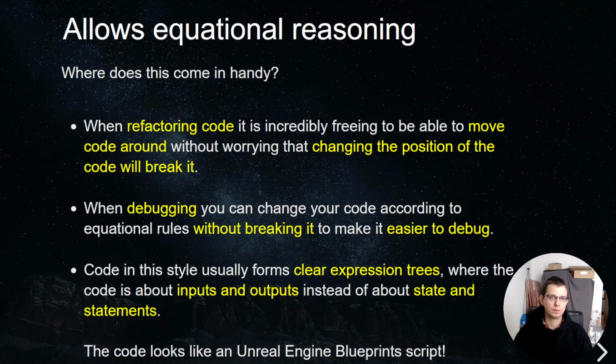And code that is expressed with pure functions usually forms clear expression trees. So this is made from that and that is made from that, instead of having a lot of state and mutations. And the code is more about inputs and outputs, instead of we have some state and then that changes over time, which is kind of complex for the human brain to understand.